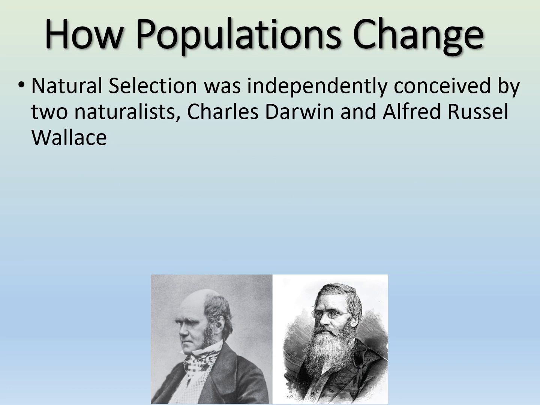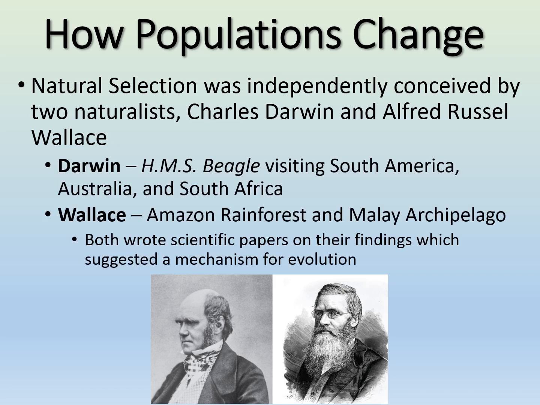So natural selection, being a mechanism of evolution, was actually independently conceived by two different naturalists, or as we think of them, scientists now. We know a lot about Charles Darwin, but we don't know quite as much about Alfred Russel Wallace. Darwin did a lot of his studying on the HMS Beagle, and he visited very unique and exotic places such as South America, Australia, and South Africa. But Wallace also was doing a lot of research in the Amazon rainforest and the Malay archipelago. They both wrote scientific papers on their findings, and they both suggested the same mechanism for evolution, and that is natural selection. So we can't forget about Wallace, even though Darwin was the one that became famous for the theory of evolution.